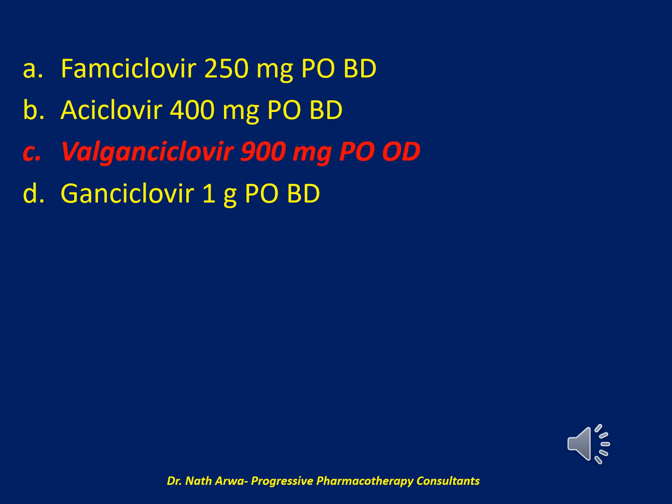Valganciclovir 900 mg orally once daily is preferred for adult transplant recipients. That makes answer C correct. Ganciclovir 1 gram orally 2 times daily, answer D, is incorrect. Ganciclovir 5 mg per kilogram intravenously once daily is the other option.